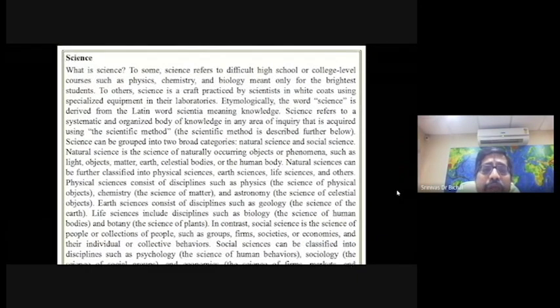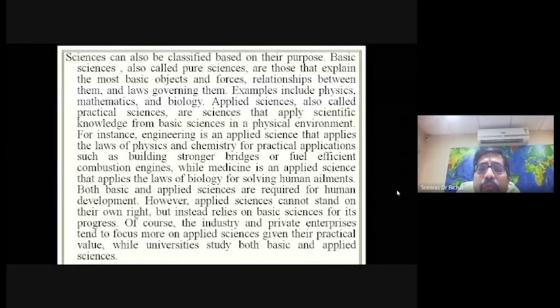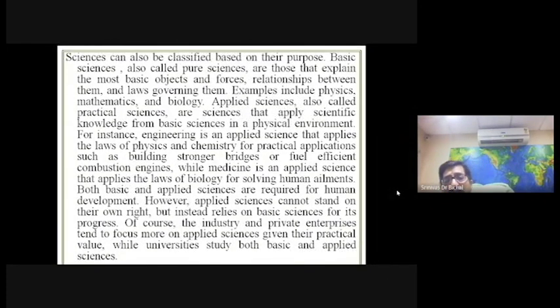So how to do it? We have to look for a method which contains all these things. Then we start talking about these things. I don't have to tell you what is physics or what is chemistry or what is biology. So that is what I can tell you: basic sciences are also called pure sciences or natural sciences. Then we have some applied sciences. Examples of basic sciences include physics, mathematics, biology. Applied sciences are also called practical sciences.